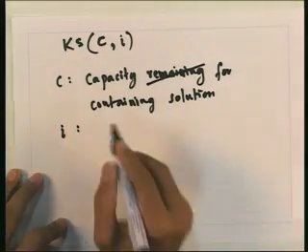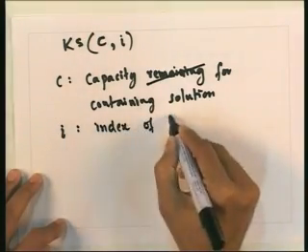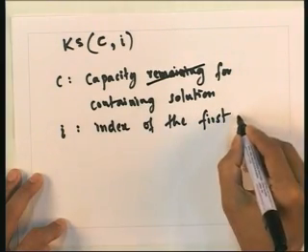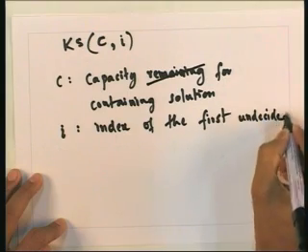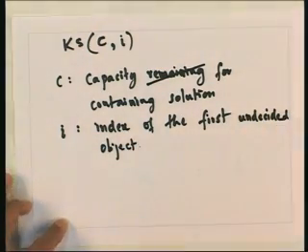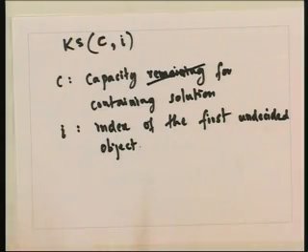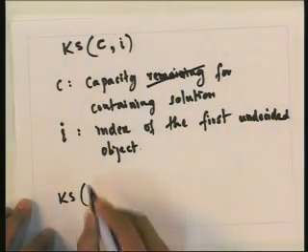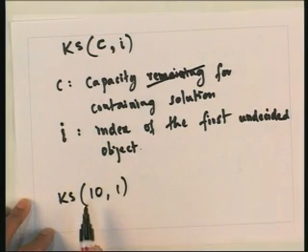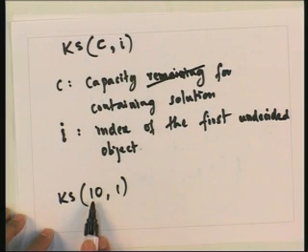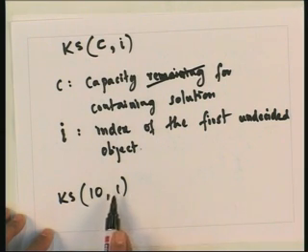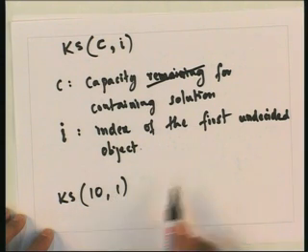I is a parameter which is the index of the first undecided object. Or in fact, instead of thinking of it as the first undecided object, I could think of it as the first object which is allowed. So, the objects which are allowed for me are i plus 1, i plus 2, all the way till n. So, my original problem that I needed to solve was something like KS of 10 comma 1. What does this indicate? That I want to solve the knapsack problem on a knapsack of capacity 10, and I want all the objects from the first object onward until n to be considered.